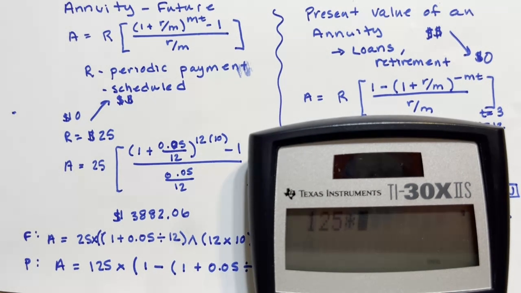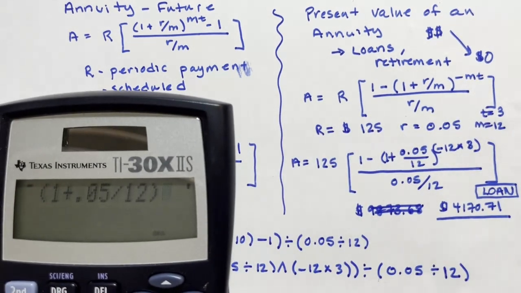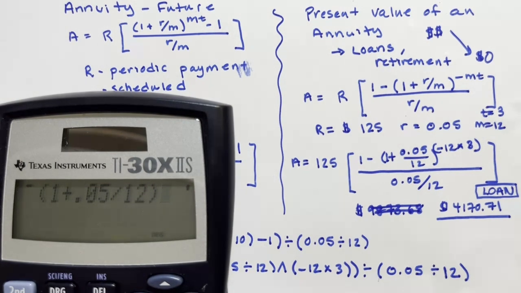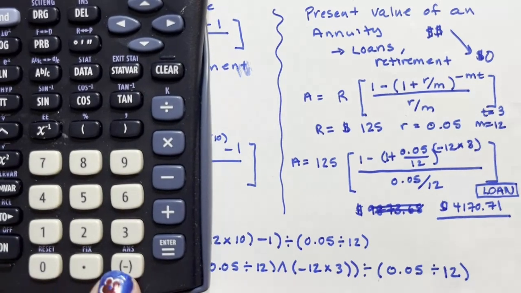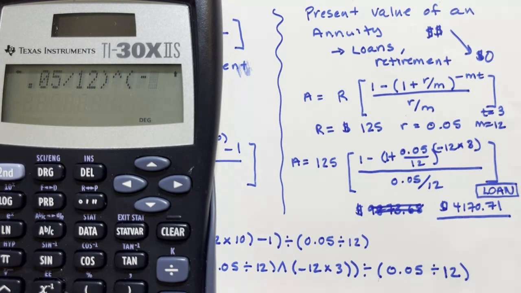Okay, so 125 times open parenthesis, 1 minus open parenthesis, 1 plus 0.05 divided 12, close parenthesis, caret, open parenthesis. The negative is all the way at the bottom, right here. There's our negative sign. 12 times 3, close parenthesis, divided by 0.05 divide 12.